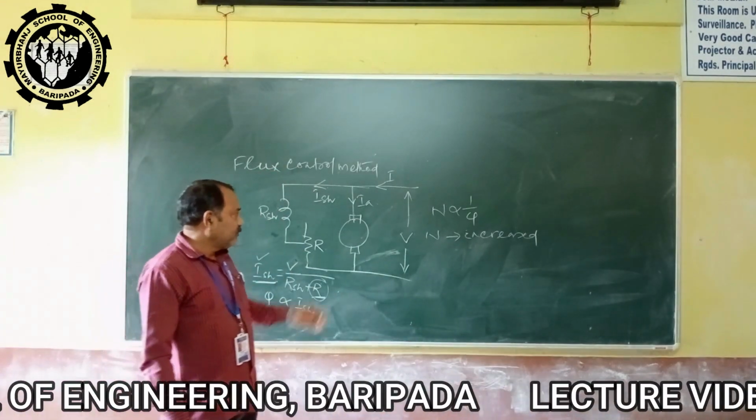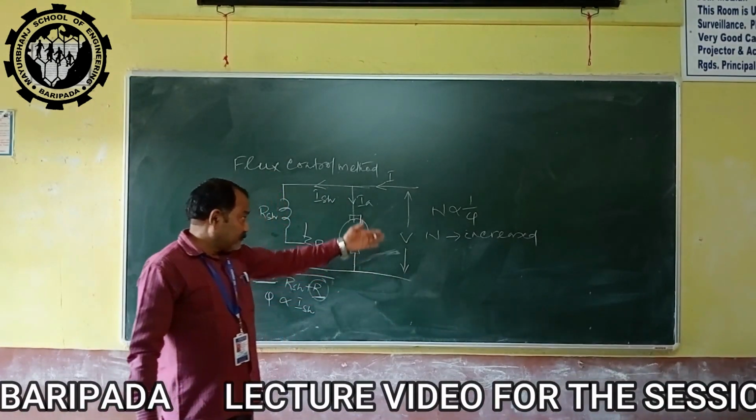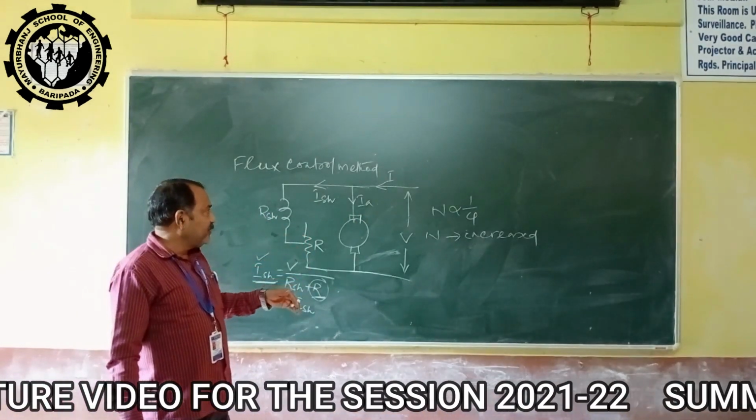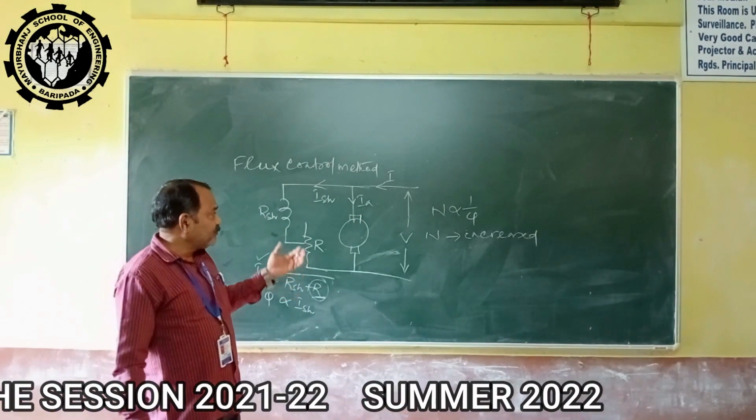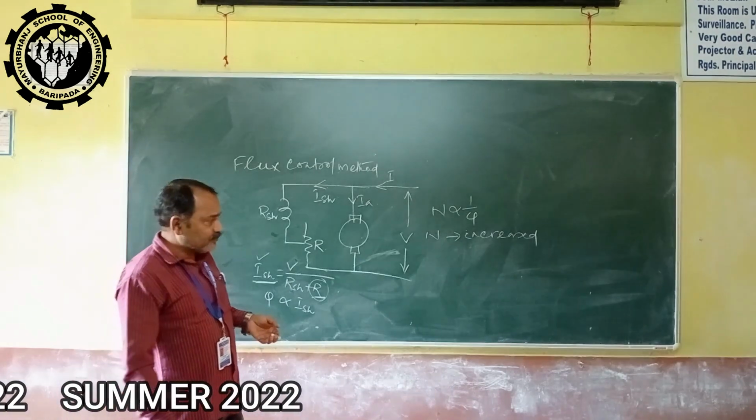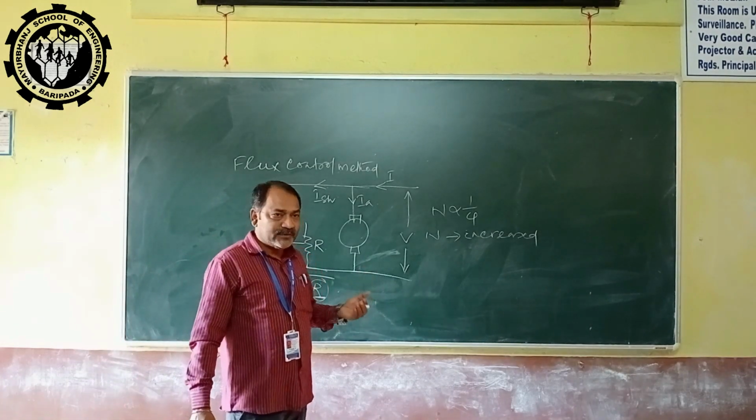Next is how to reduce the speed. To reduce the speed, we can use another method known as the armature voltage control method. Now we will discuss the armature voltage control method.